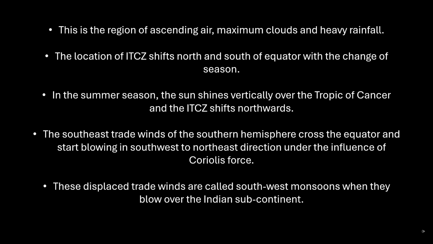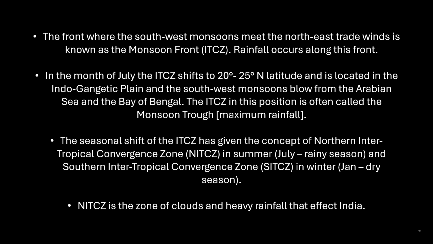These displaced trade winds are called southwest monsoons when they blow over the Indian subcontinent. The front where the southwest monsoons meet the northeast trade winds is known as the monsoon front, ITCZ. Rainfall occurs along this front. In the month of July, the ITCZ shifts to 20 to 25 degrees north latitude and is located in the Indo-Gangetic Plain, and the southwest monsoons blow from the Arabian Sea and the Bay of Bengal. The ITCZ in this position is often called the monsoon trough, maximum rainfall.